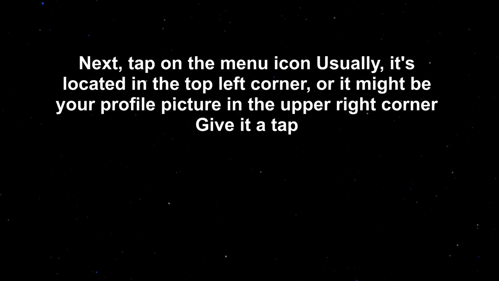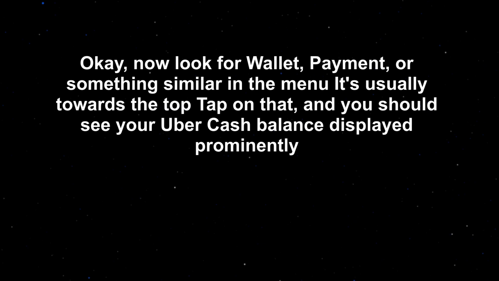Next, tap on the menu icon. Usually, it's located in the top left corner, or it might be your profile picture in the upper right corner. Give it a tap. Okay. Now look for wallet, payment, or something similar in the menu. It's usually towards the top. Tap on that, and you should see your Uber Cash balance displayed prominently.